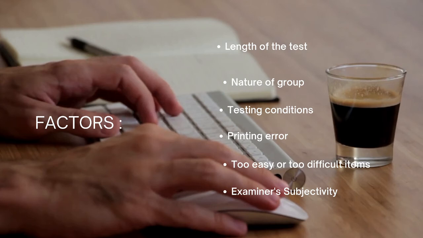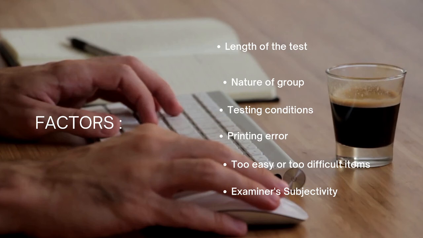And the fifth one is too easy or too difficult items. If the items are too easy, then the maximum number of subjects answer the item correctly. That means the reliability is too high. You can get a very high reliability score. And if the questions or items are too difficult, then the maximum number of students fail to respond to that item, so you can get a very low reliability score. So definitely it will impact reliability.